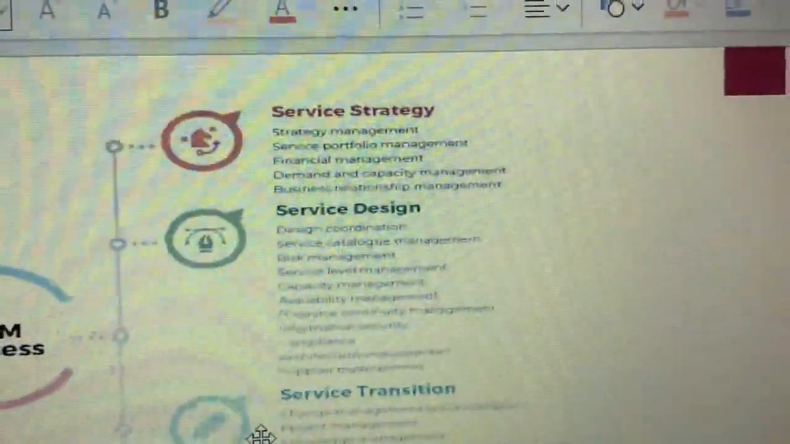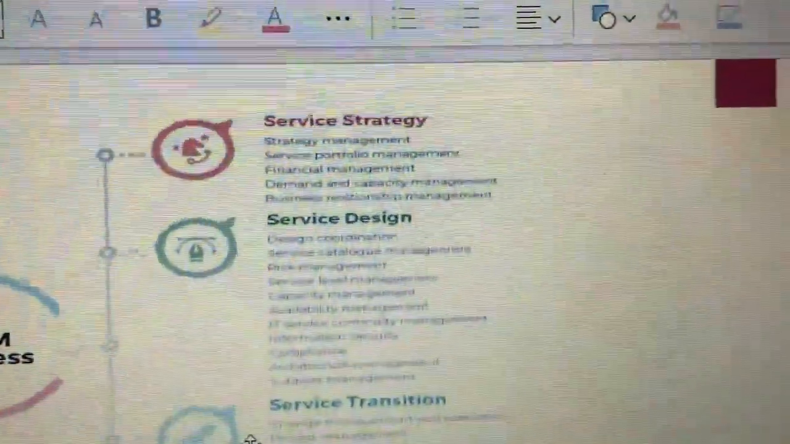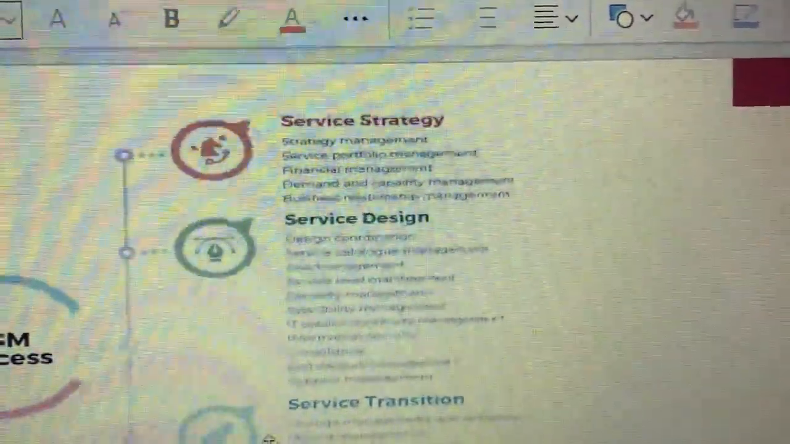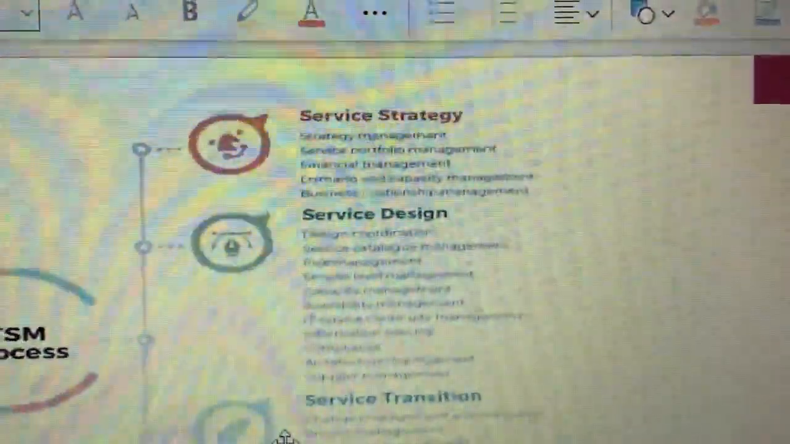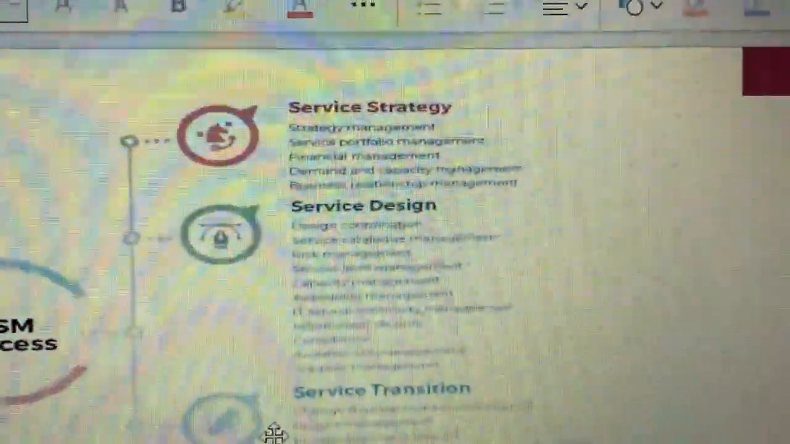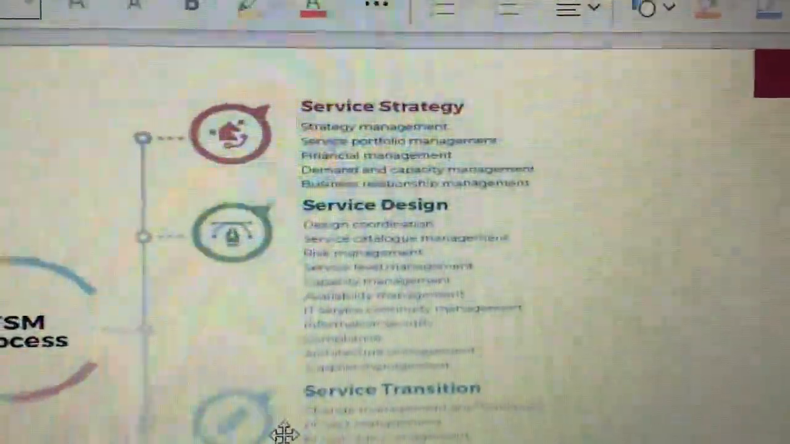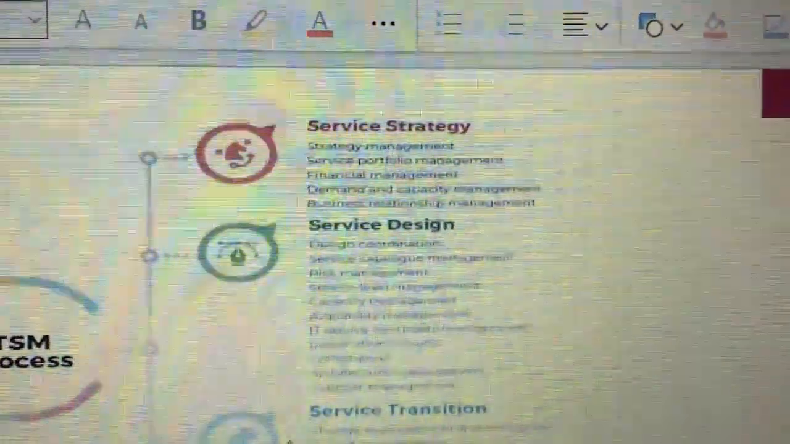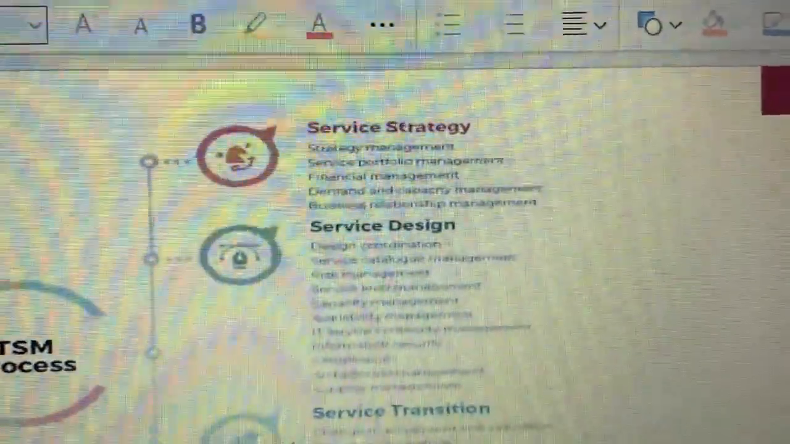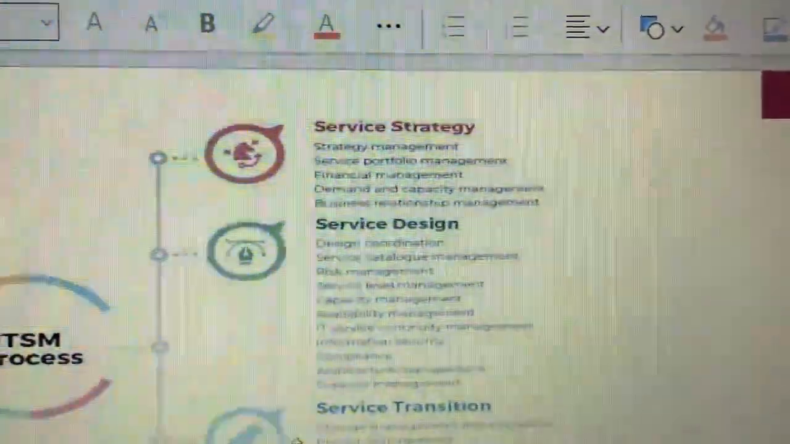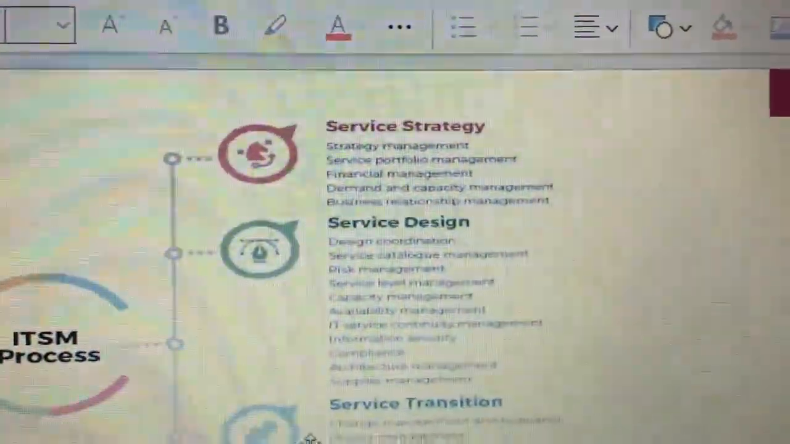And you can see here the demand and capacity management. It defines the IT services to understand the demand by the customers and business needs, ensuring that the organization has the quality to meet customers' demands and needs.